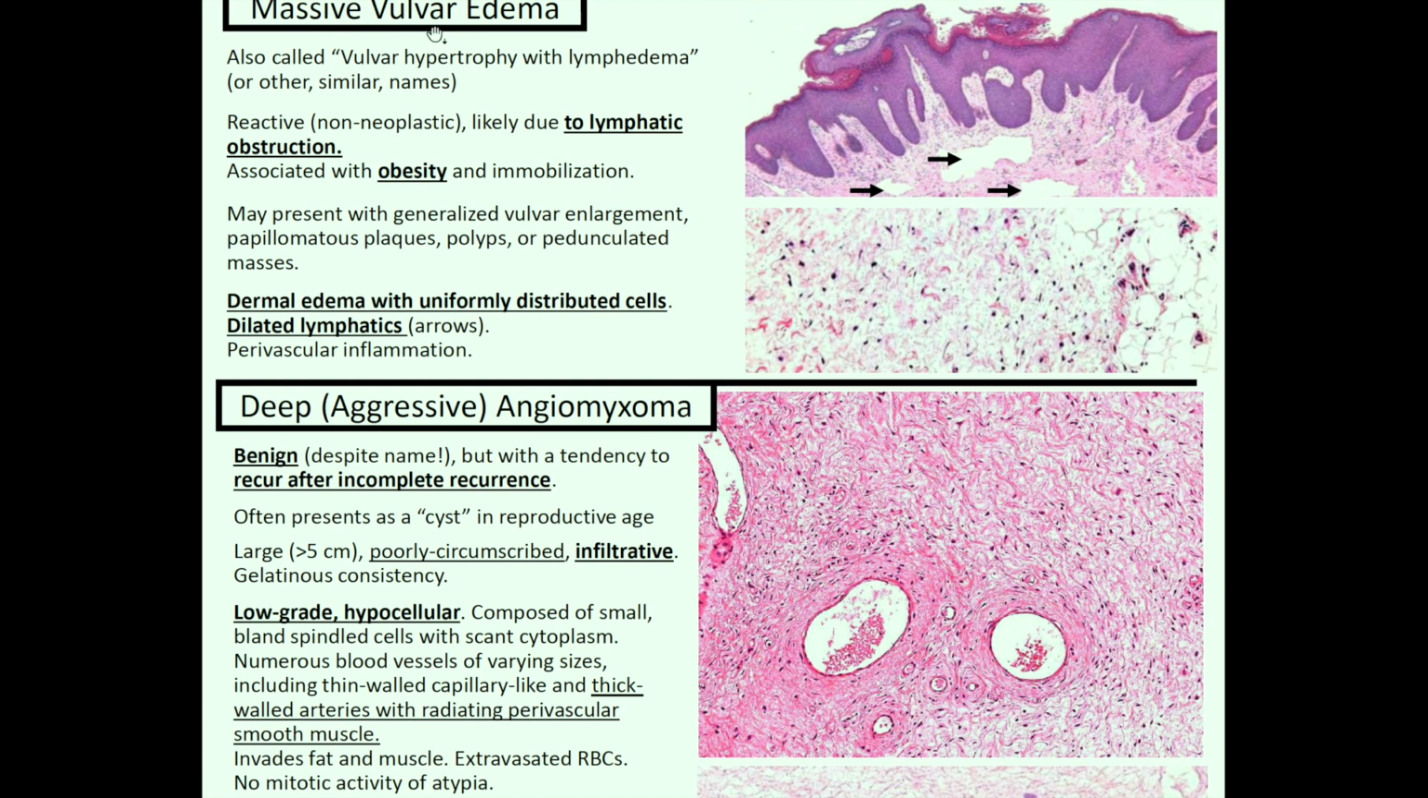All right, next up we've got massive vulvar edema. So this is also called vulvar hypertrophy with lymphedema. It's a reactive non-neoplastic process, likely due to lymphatic obstruction. It's associated with obesity and immobilization. It may present with generalized vulvar enlargement, papillomatous plaques, polyps, or pedunculated masses, and dermal edema with uniformly distributed cells and dilated lymphatics, as shown here in this image. You see these lymphatic channels that are quite dilated, larger than you would imagine. And you can also see perivascular inflammation in this process.